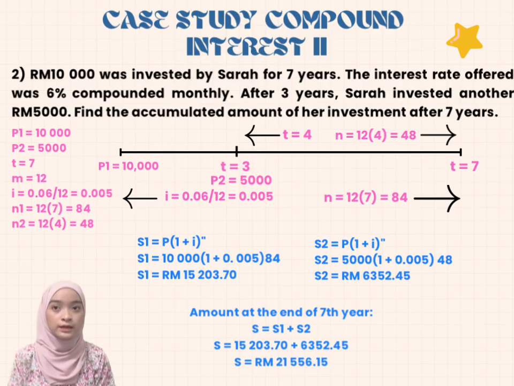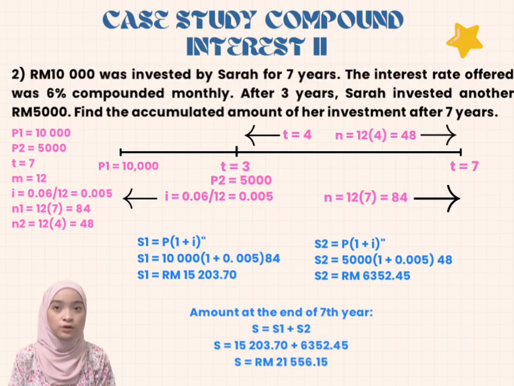Now, we calculate the accumulated value of the second investment. S2 equals to 5,000 multiplied by 1.005 raised to the power of 48. After calculation, the accumulated value of the second investment is 6,352 ringgit and 45 cents.